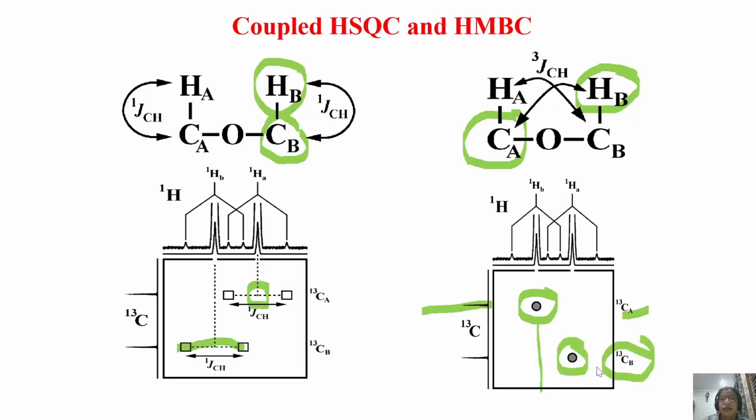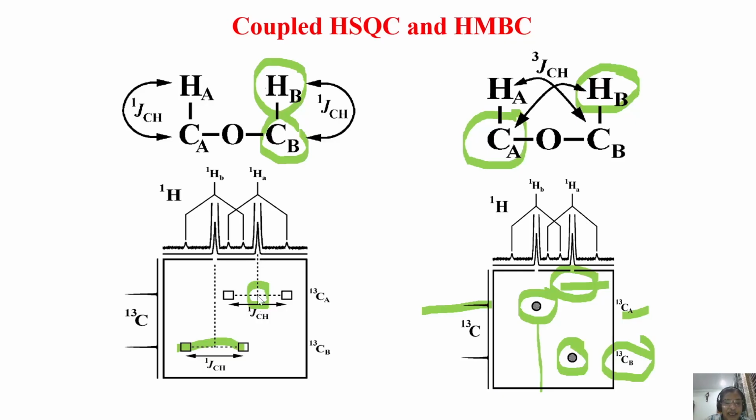This is heteronuclear multiple bond correlation, wherein you will see that one-bond correlations are efficiently suppressed. You don't see a cross peak arising due to HSQC. They are all suppressed. I hope you understand. This is the major difference between coupled HSQC and coupled HMBC.